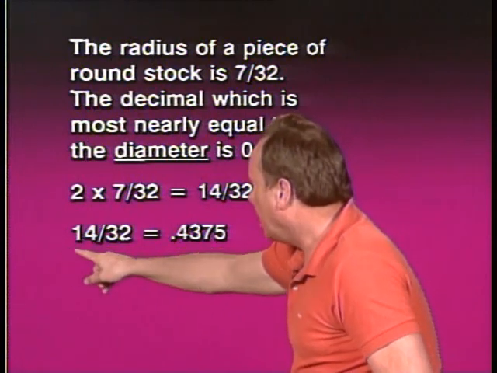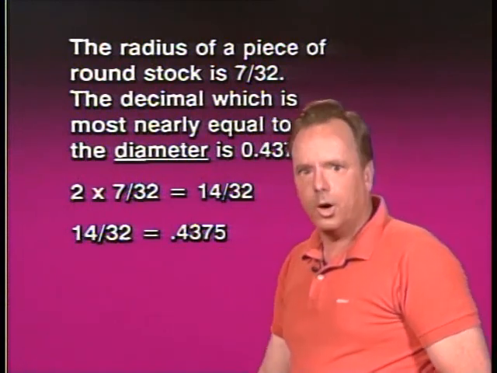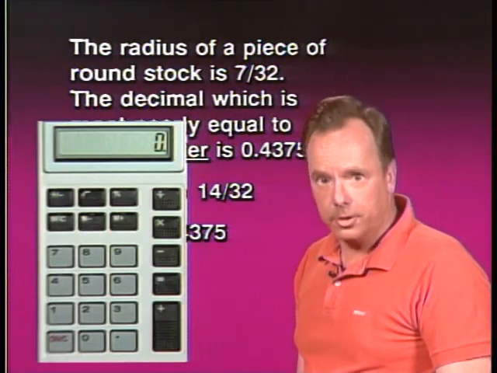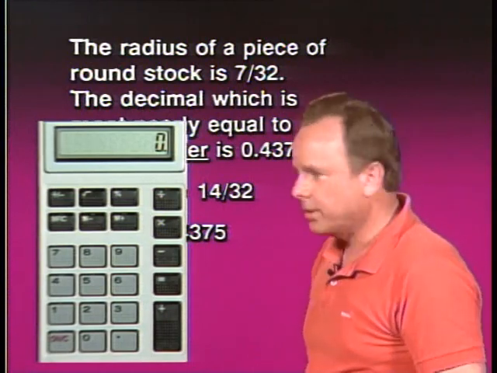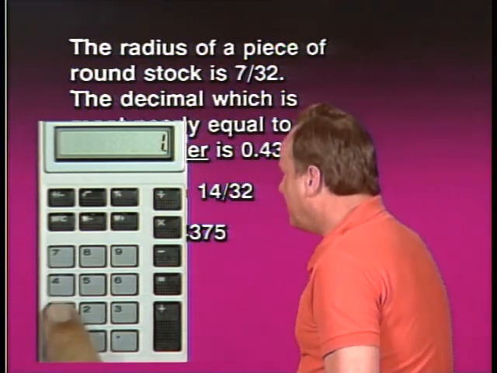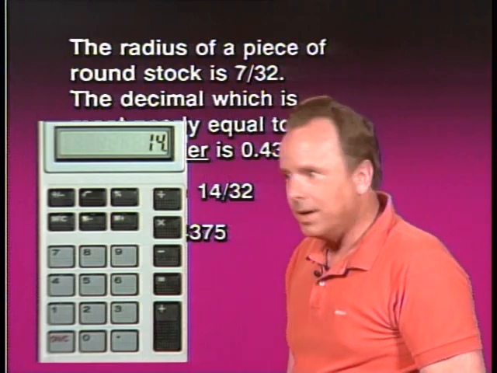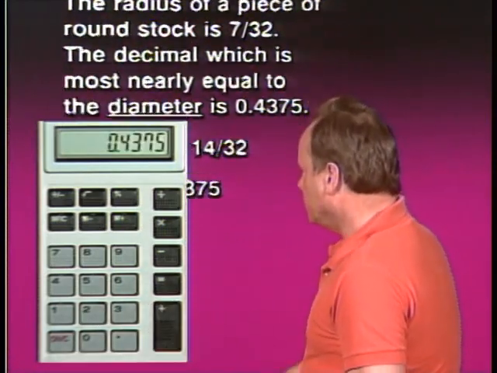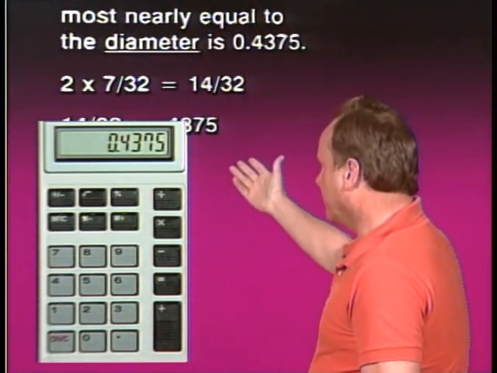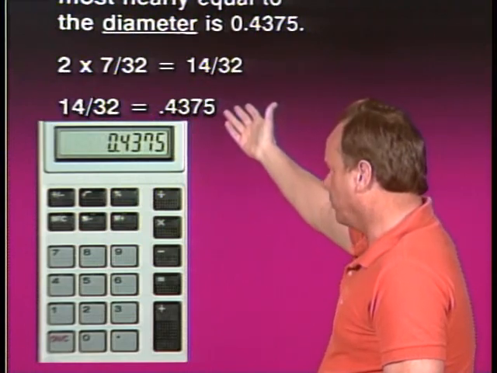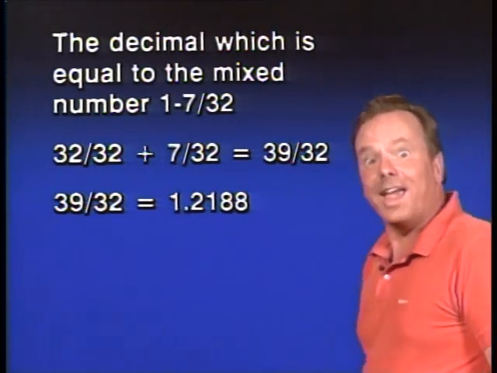And so now we have 14 divided by 32. All we have to do is use the electronic calculator to do that. So let's take the electronic calculator, punch in 14, then divide by 32, and you should get 0.4375, and son of a gun, we did. We got 0.4375. Now let's take a look at an exercise involving adding fractions.